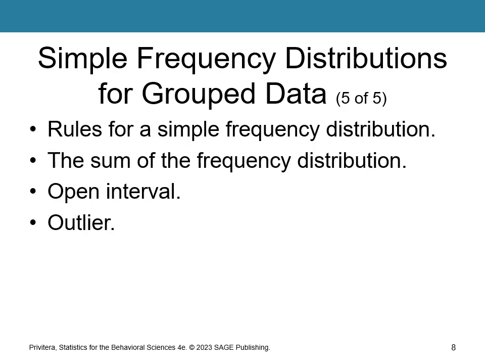There are 4 important rules for creating a simple frequency distribution. First, each interval is defined by a lower boundary and an upper boundary. Second, each interval must be the same width, which we call equidistant. Third, no interval can overlap, meaning the same score can never fit in more than one interval. Fourth, all values are rounded to the same degree of accuracy as in the original data.